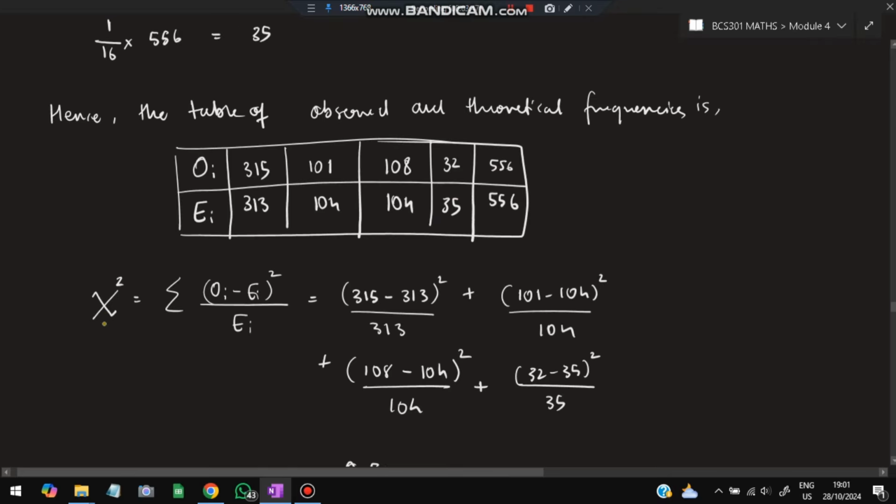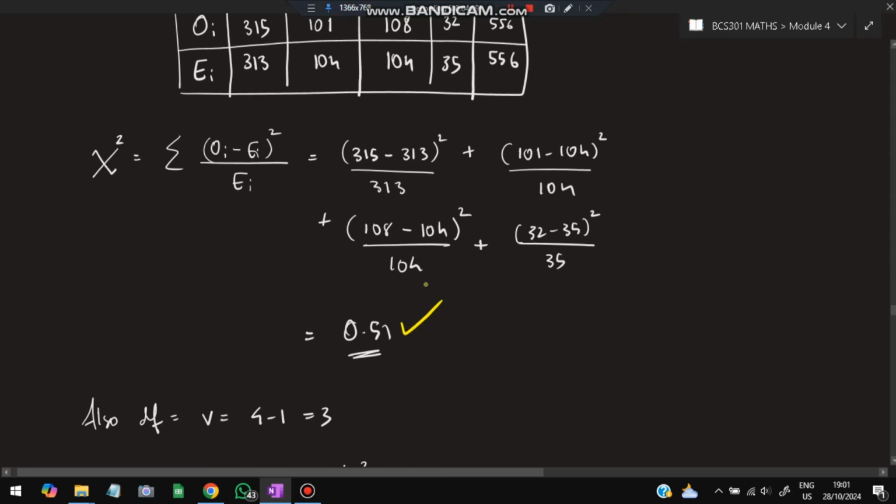Now how do you calculate the chi-square value here? (Oi minus Ei) whole square divided by Ei for each of these terms. 315 minus 313 whole square divided by 313, plus 101 minus 104 whole square divided by 104, 108 minus 104 whole square divided by 104, 32 minus 35 whole square divided by 35. Like that you will calculate, and you will get one value, 0.51 here.